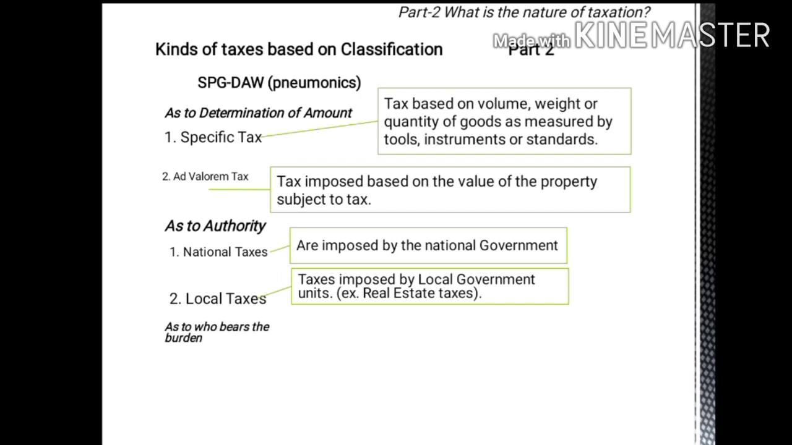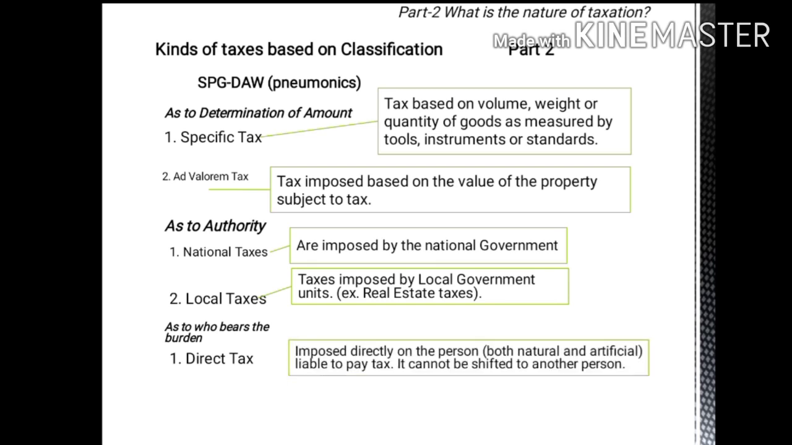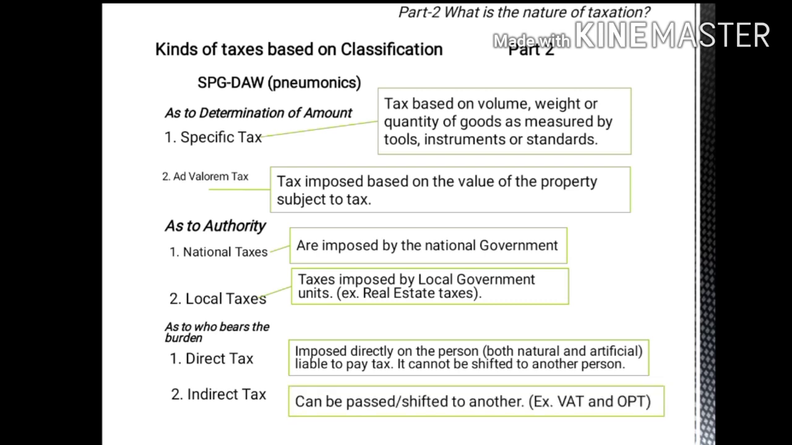And the last, as to who bears the burden. We have direct tax. These are taxes on a specific person and cannot be shifted to another person. If you are the one taxed, you are the one who pays. Then we have indirect taxes. An indirect tax is your burden at first. However, you can shift it, you can pass it to another person, like, for example, value-added tax. Those liable for value-added tax are companies that reach a high amount of sales. So the VAT liability is 12% based on their sales. However, they pass it on to the final consumers. So, those are examples of indirect taxes. Those are the types of taxes.